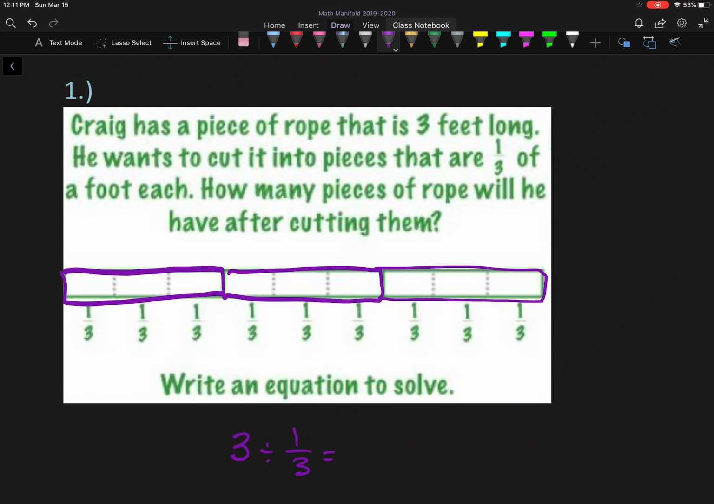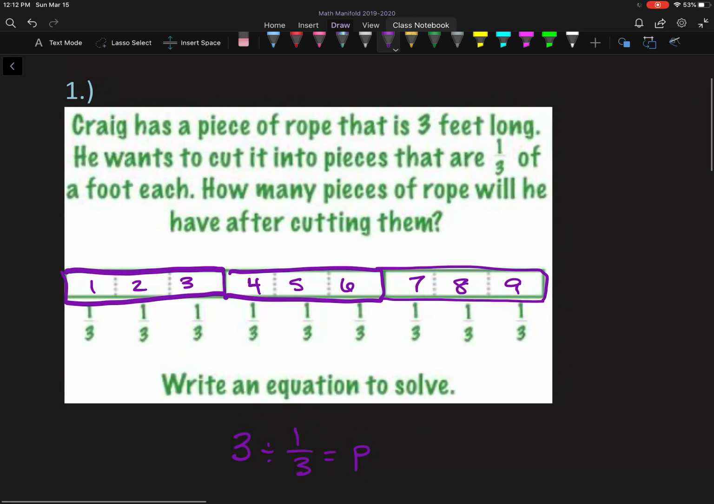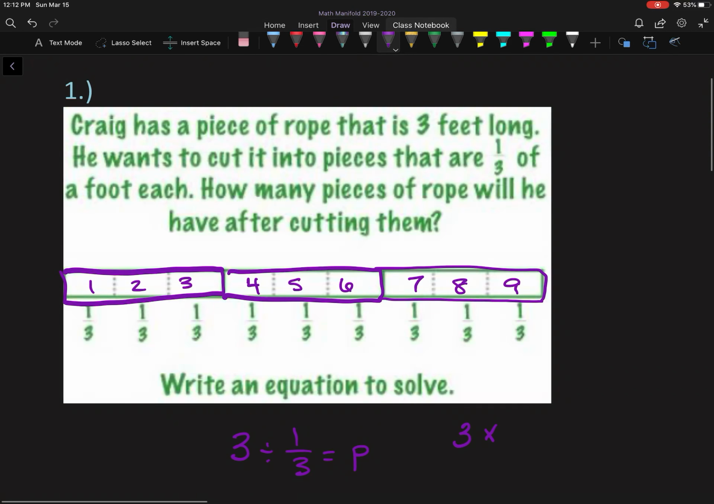So we've got 3 divided by 1/3 equals, we're going to say P for pieces. And we've got 1, 2, 3 pieces, 4, 5, 6, 7, 8, 9. I can get 9 thirds out of 3 whole feet. We can also do our keep, change, flip, making sure I make the 3 into an improper fraction, so this would be 3/1 times 3, and 3 times 3 is 9, and 1 times 1 is 1, which is the same as 9 pieces.